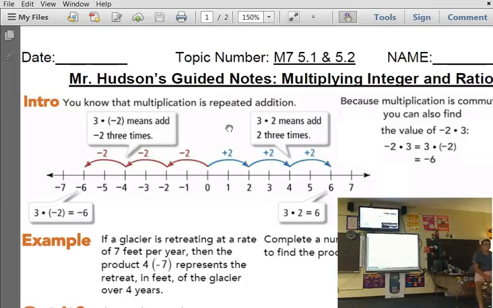So Dom texts me. He says, "Hey, Mr. Hudson, I'm having some trouble. I swear I'm getting the right answers, and it just keeps telling me I'm wrong." Which, by the way, if it tells you you're wrong once, don't try the same answer again. It won't change its mind. If it tells you you're wrong, you're wrong. You need to figure out why you're wrong.